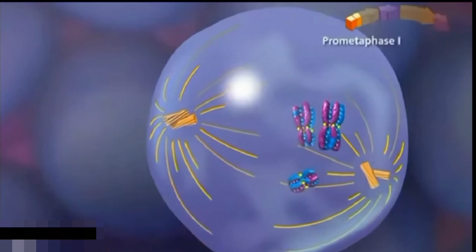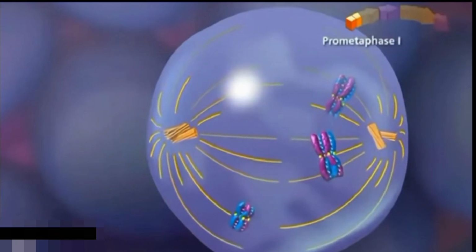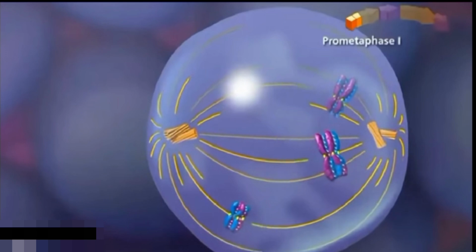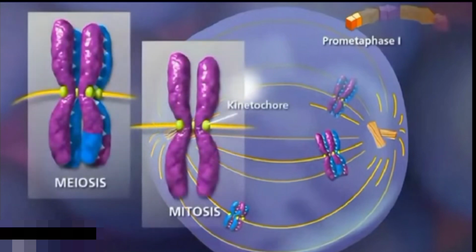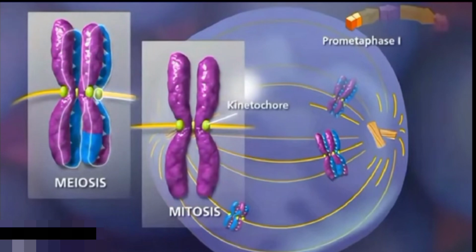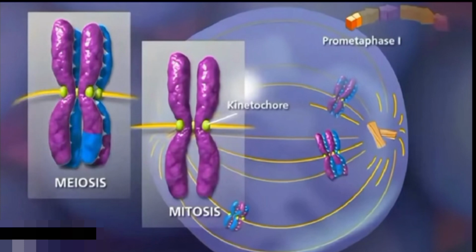In prometaphase 1, with the paired centrioles in place, the meiotic spindle is fully formed. The sister chromatids attach to the spindle fibers by their kinetochores. Here, another key difference between mitosis and meiosis occurs. Because of synapsis and crossing over in meiosis, homologous chromosomes remain aligned, so that a pair of sister chromatids is attached to only one pole by the kinetochore microtubules.